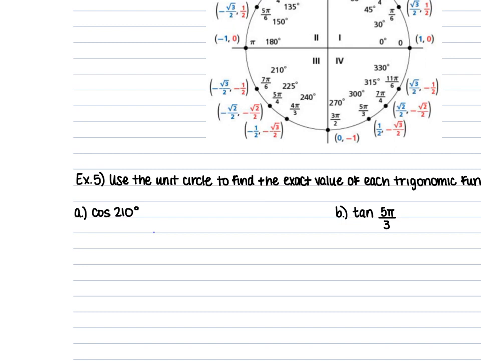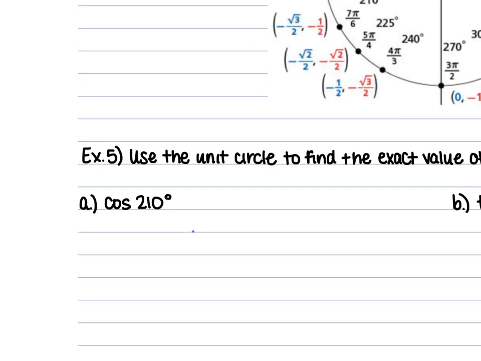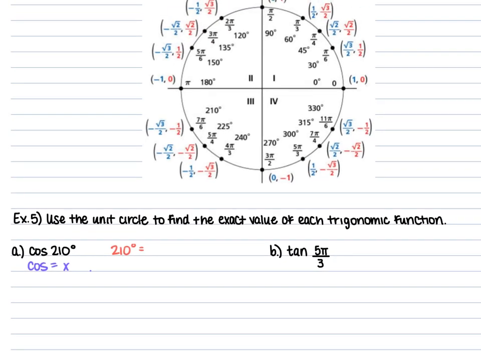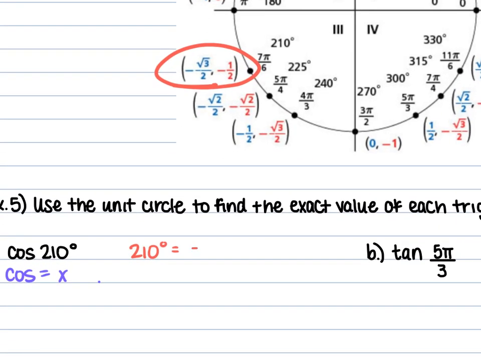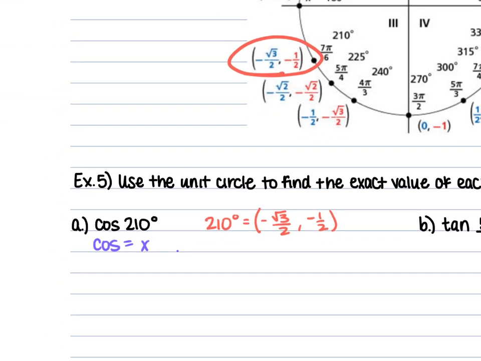First thing you want to identify, cosine is what value? Well, cosine is the value of x. Cosine is x. So what we want to do is find that 210 degrees on our unit circle and take the x value of the ordered pair for the 210 degrees. So on your unit circle, 210 degrees is what ordered pair? It's negative square root 3 over 2, comma, negative 1/2. Now, if we're working with cosine, that's the x value. So the x value is going to be your answer. So it's just negative square root 3 over 2.